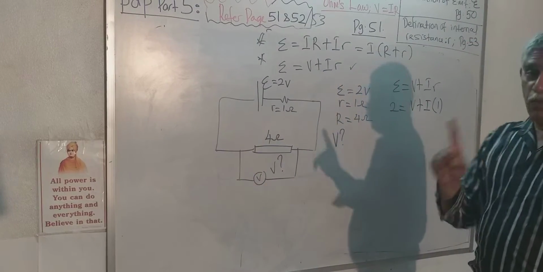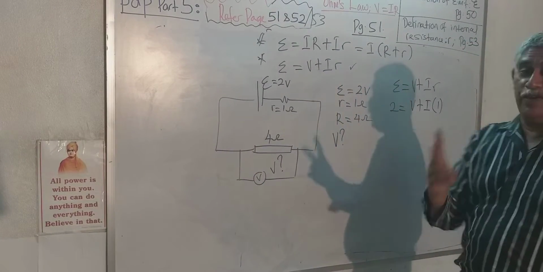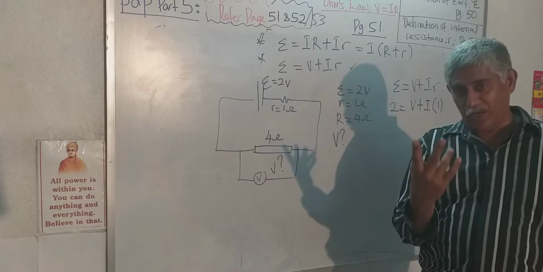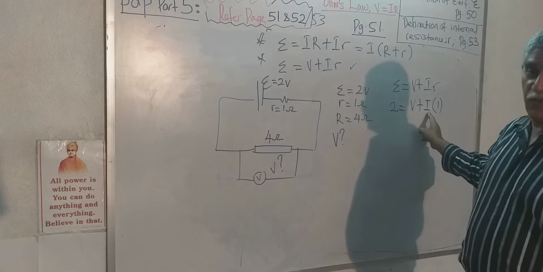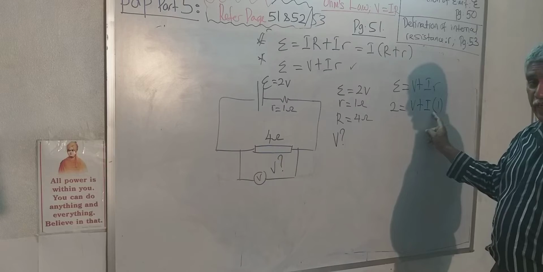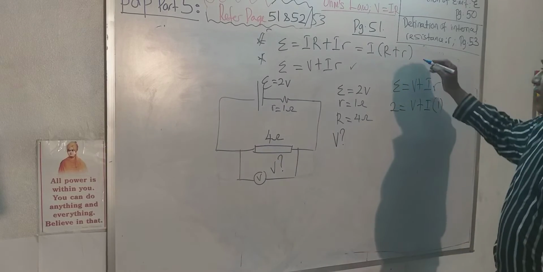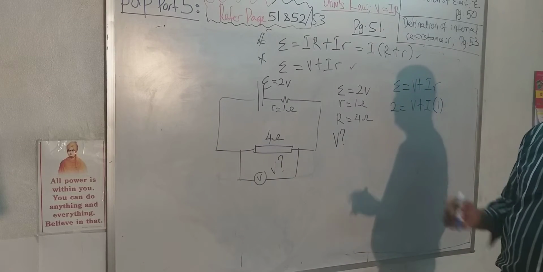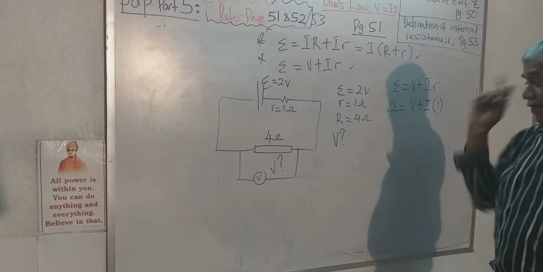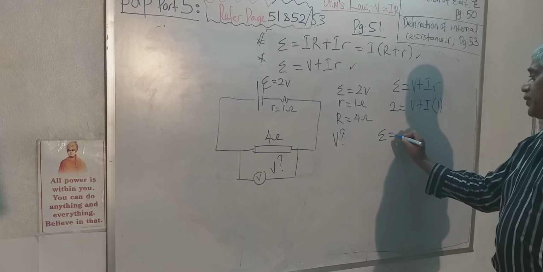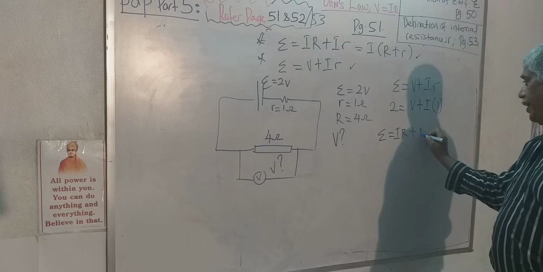One equation, one unknown. But in this one equation, you have two unknowns. So when you have two unknowns, we cannot solve. So that means I have to find I. So the only way I can do is, now I try to use this equation to get the I, see whether I can do it or not. Okay, the equation is epsilon equal to IR plus Ir.